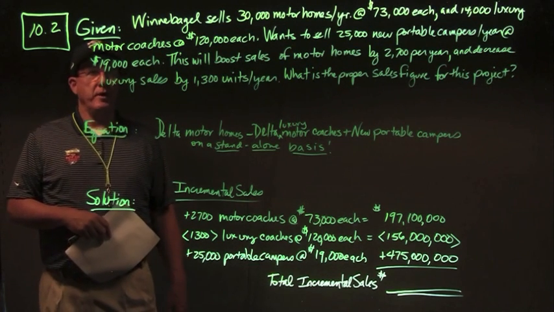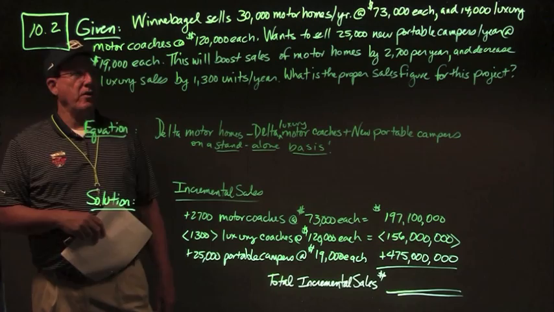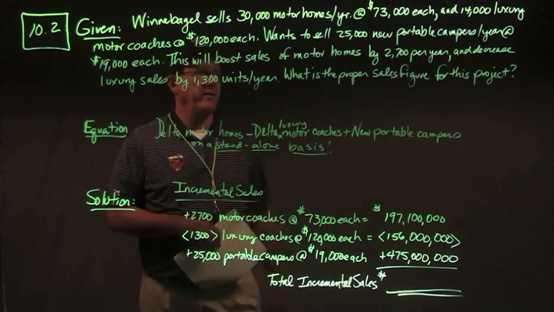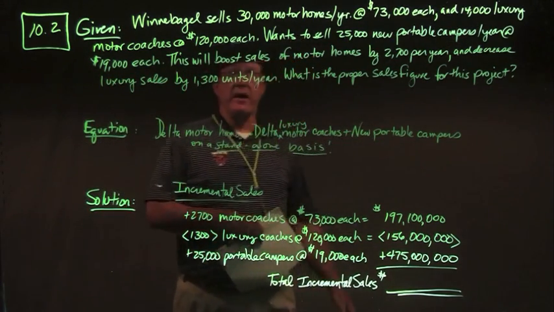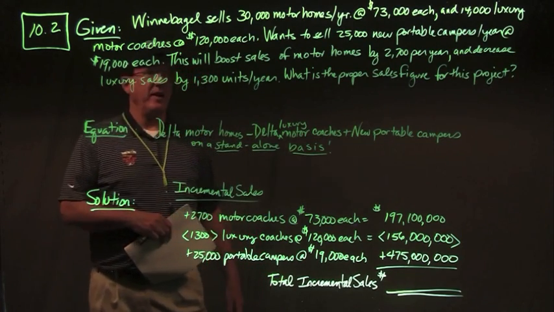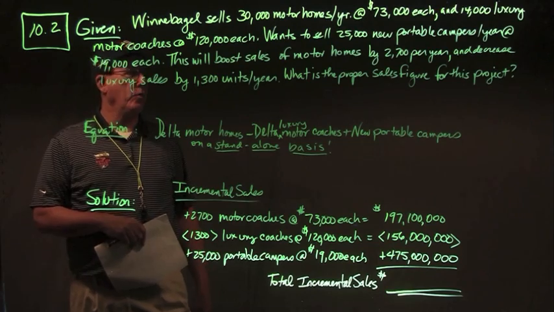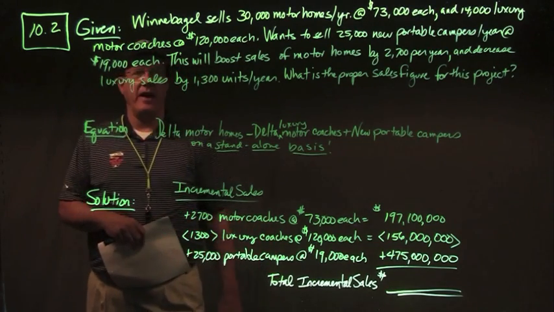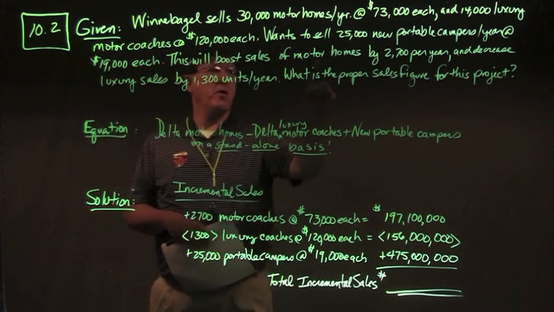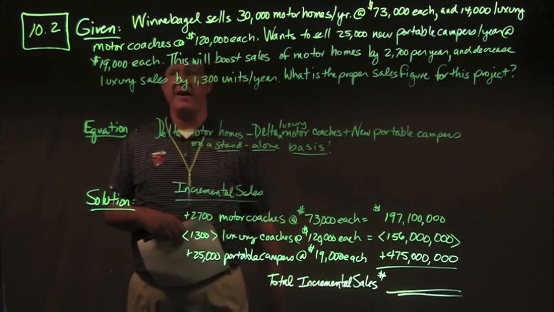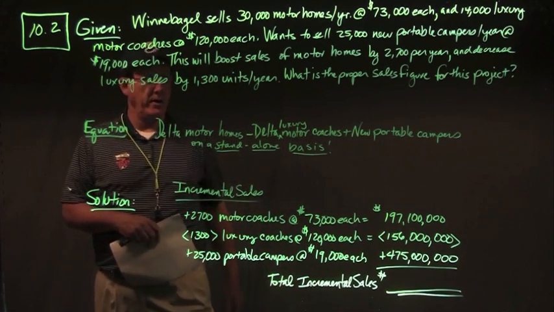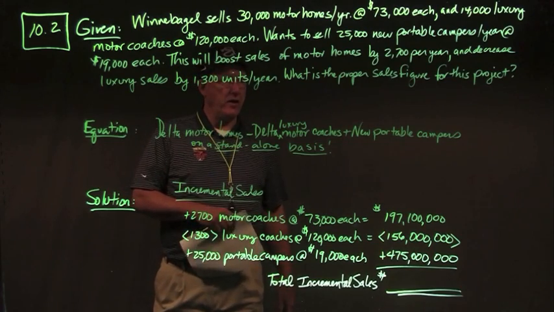In problem 10.2, we're given that Winnebago currently sells 30,000 motorhomes per year at $73,000 each, and 14,000 luxury coaches at $120,000 each. On a new project, they want to sell 25,000 new portable campers per year at $19,000 each. This will boost sales of your motorhomes by 2,700 per year and decrease the luxury sales by 1,300 units. What's the proper sales figure for this project?